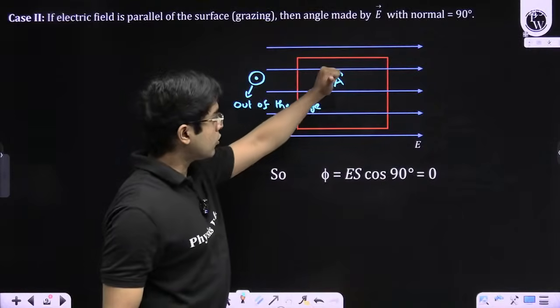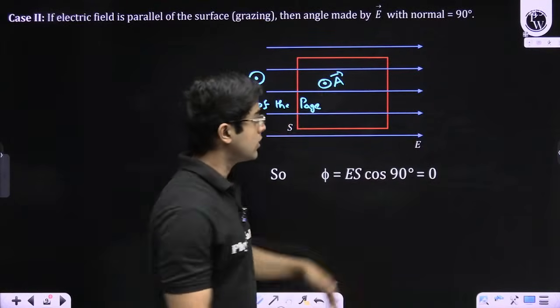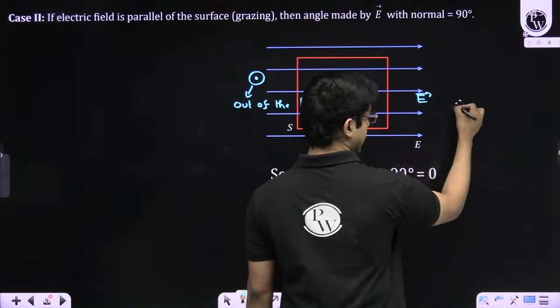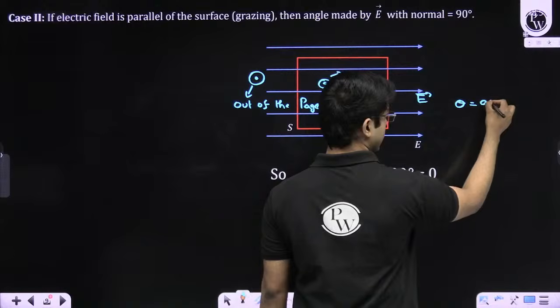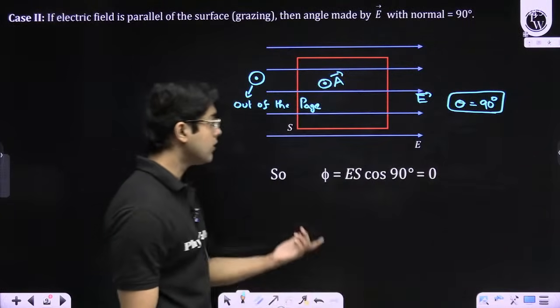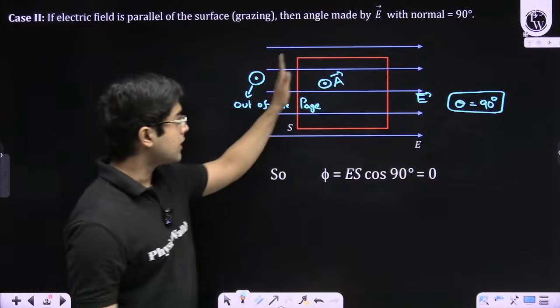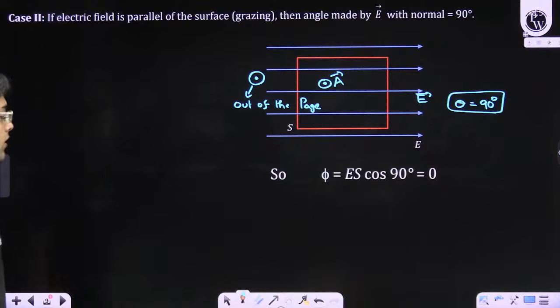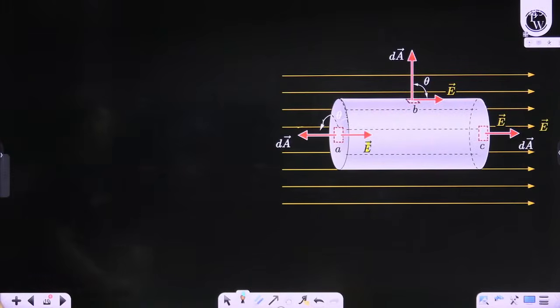So the area vector is out of the page, and the electric field is to the right, which means the angle theta is 90 degrees, right? Here the angle theta will be 90 degrees, which means 0 flux. Whenever the electric field is perpendicular to the area vector, the flux is 0. Okay, so that is it.